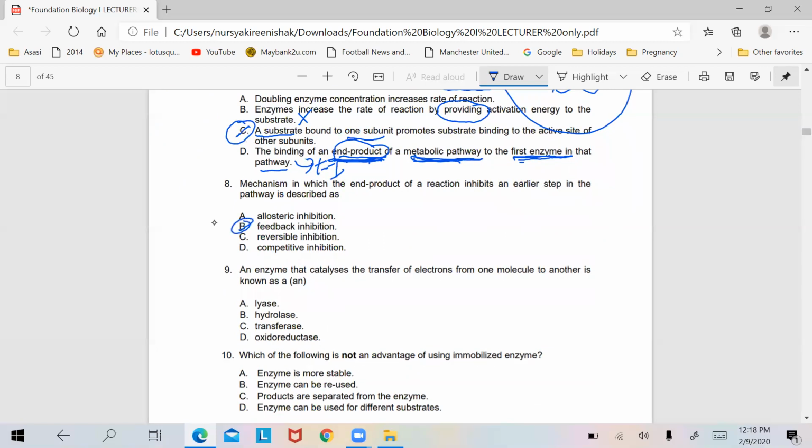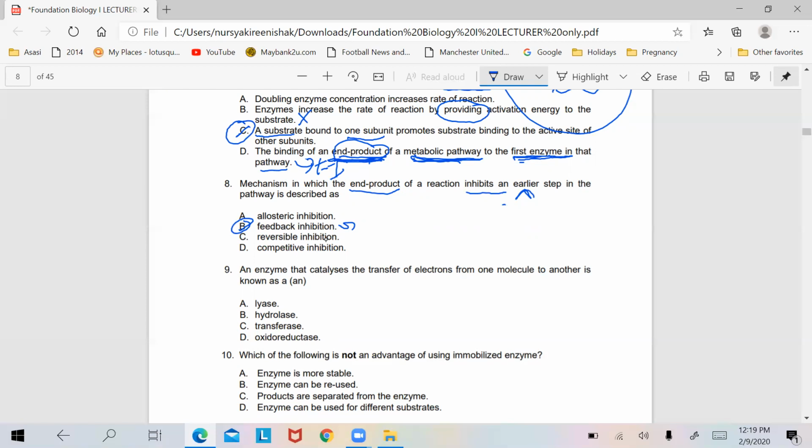Okay, I'll just explain. The end product inhibits an early step in the pathway. It means that it will inhibit usually the first enzyme of the metabolic pathway by binding to the allosteric site of the enzyme and causing the enzyme to change shape and not be able to catalyze the reaction. So what is the benefit of feedback inhibition?